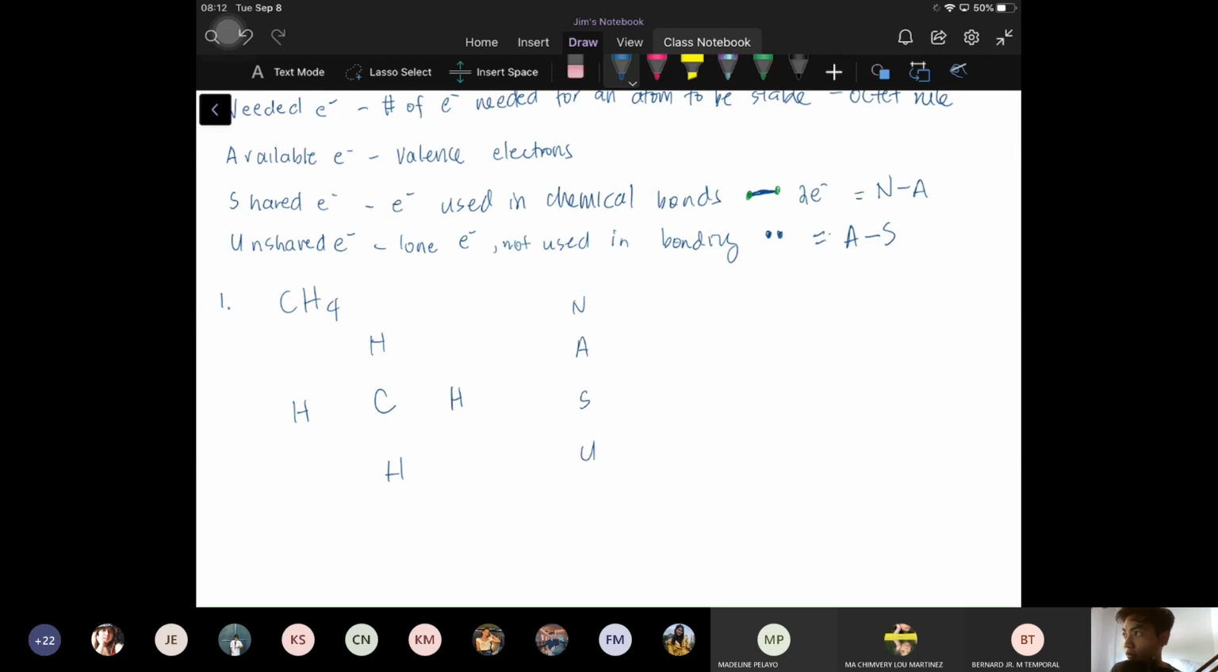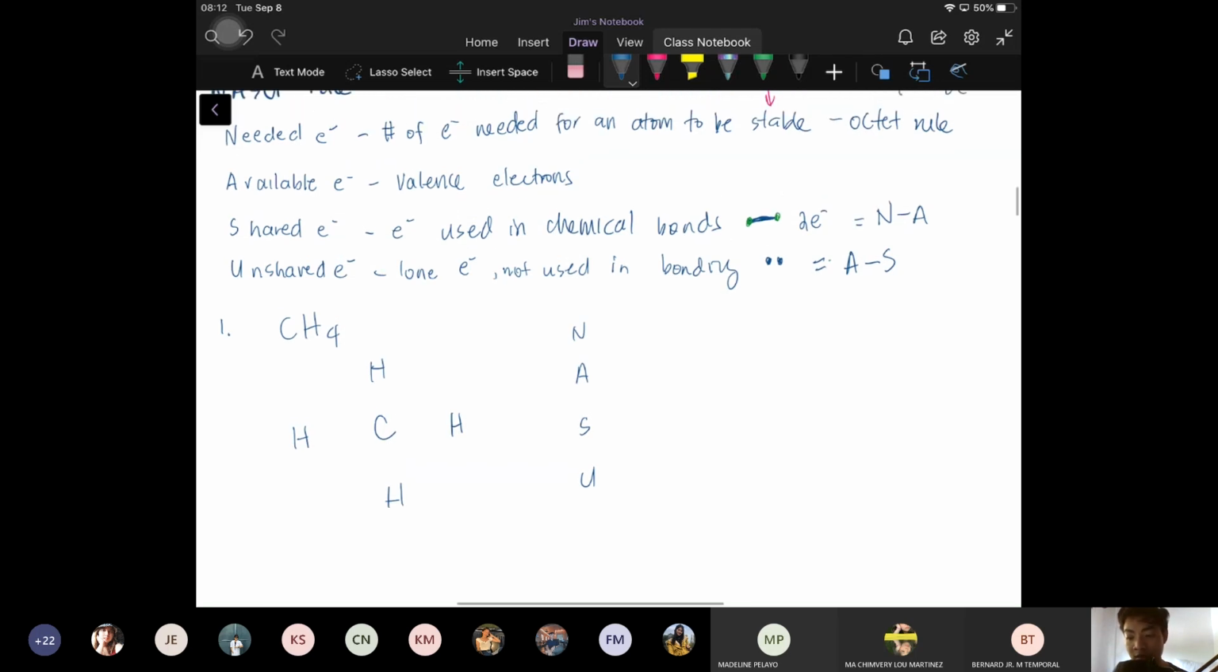Okay, Naso. Needed. Okay, so pag kukunin natin yung needed electrons, we have to check yung individual atoms. Ilang electrons ba gusto nila? Tanungin natin si carbon. How many electrons ang needed ni carbon? Ang one way to rephrase that question is ito. Nagpa-follow ba ng Octet Rule si carbon? The answer is yes.